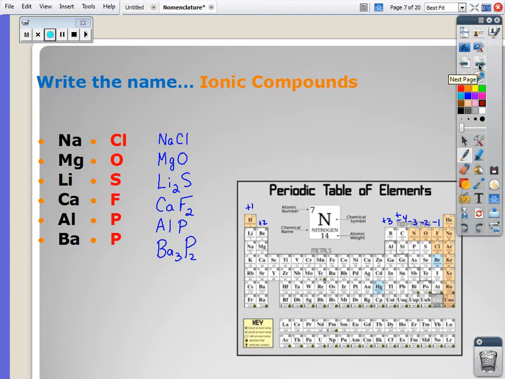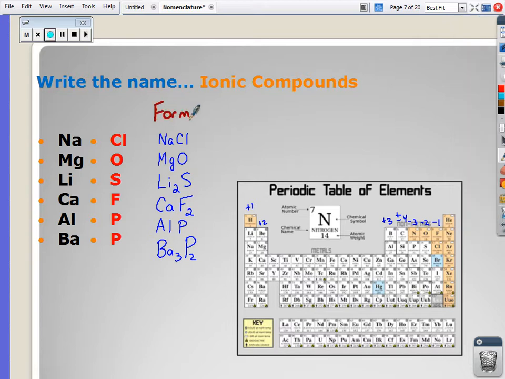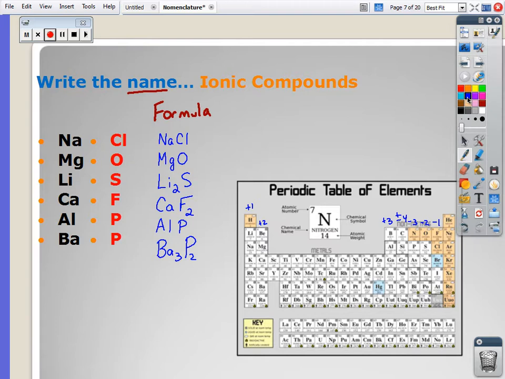So now we're going to write the name. So these compounds were the compounds on the slide before. We wrote the formula. Remember, this is the formula. Now we're going to write the names, and this is where the Mr. and the Mrs. come in. So we'll go back here. This is a Mr. and this is a Mrs.